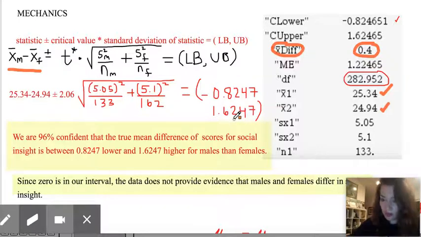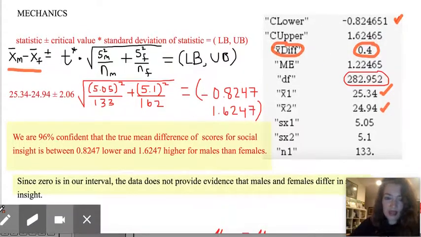Now, how do we interpret that? We are going to say we are 96% confident that the true mean difference of scores for social insight is between 0.8247 lower and 1.6247 higher for males than females. The negative here indicates that the first sample you entered is this amount lower than the other sample. So this is why I said it is between 0.8247 lower and 1.62465 higher.